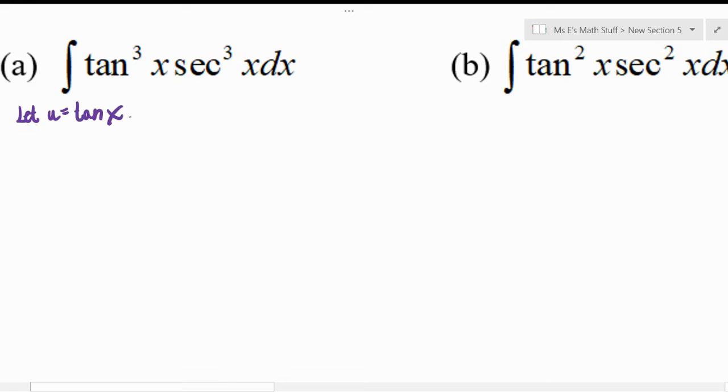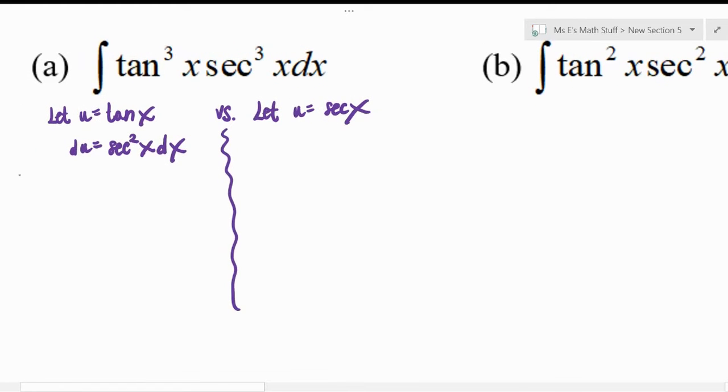So let's see, I'll just say versus. All right, we'll just play with both here. So if u is equal to tangent of x, then your du would equal secant squared x dx. So let's go ahead and go down this road, and then we can look at the other option here.